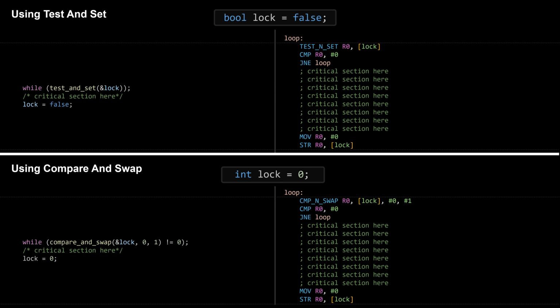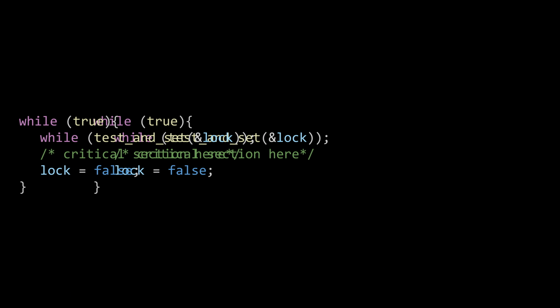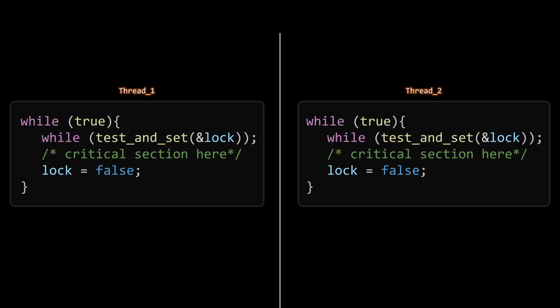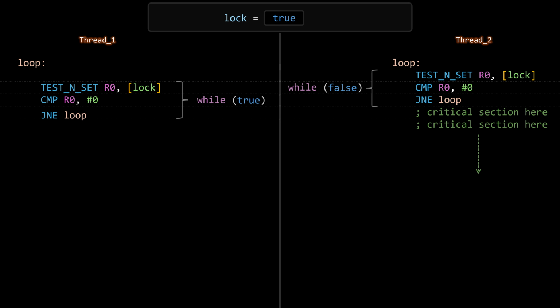And that's how atomic instructions can be used to implement mutual exclusion. However, mutual exclusion alone is not enough to fully solve the critical section problem. To illustrate this, imagine we place this code inside an infinite loop. Here, two threads are constantly competing to enter the critical section. The use of test and set guarantees mutual exclusion, as we explained before.